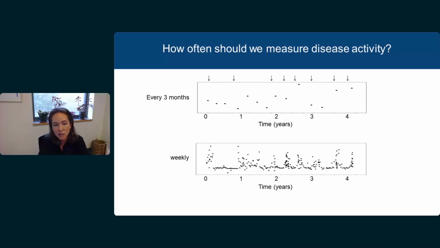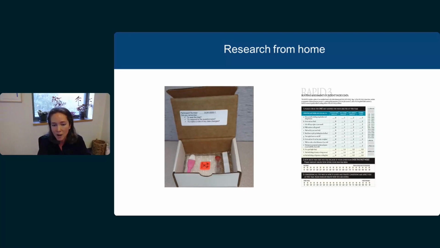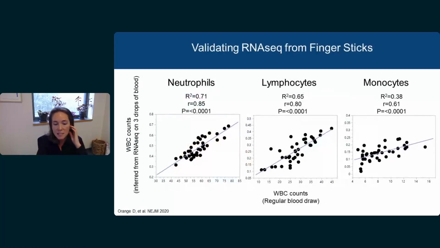We wanted to be able to look at RNA expression data with this kind of granularity rather than this kind of granularity. So we developed a toolkit to enable patients to participate in research from home, where they would respond to the RAPID-3 questionnaire, which is a disease activity instrument to measure rheumatoid arthritis related disease activity. And then they would do a finger stick and put 3 drops of blood into this little microtainer tube that contains an RNA fixative, and then mail that to us each week. And then if they went on to develop a flare, we would go back and look and see what was happening in those samples over time.